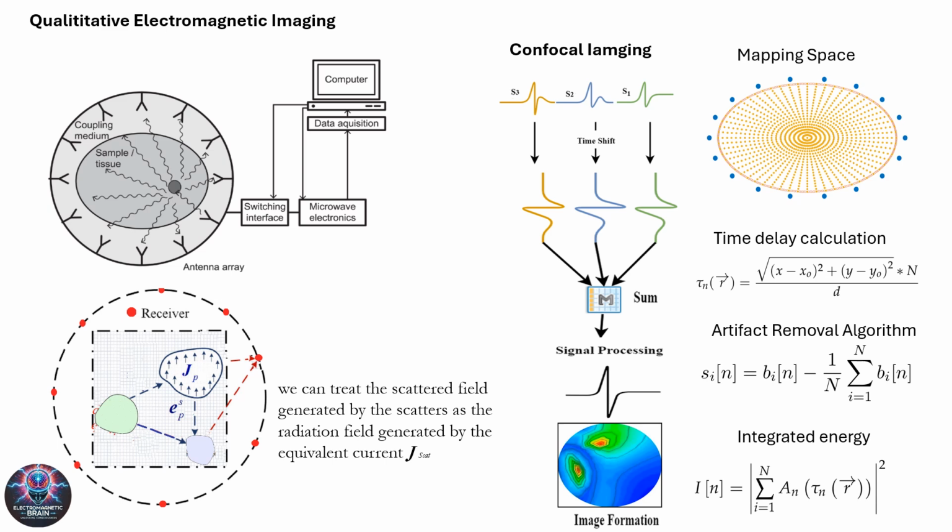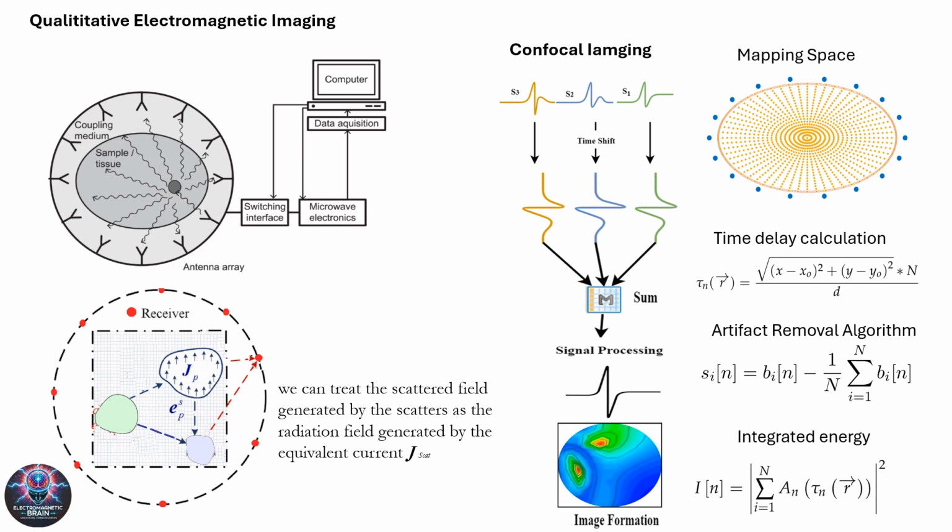Signals from multiple sources are represented as time-domain waveforms. These signals correspond to the scattered field measured by different antennas. The signals are time-shifted and summed. This time-shifting process adjusts the signals to align with the delay caused by the signal's interaction with different parts of the tissue.